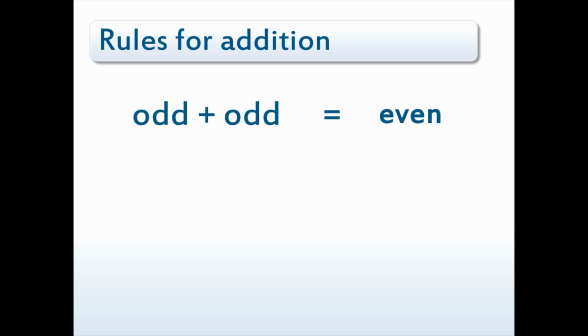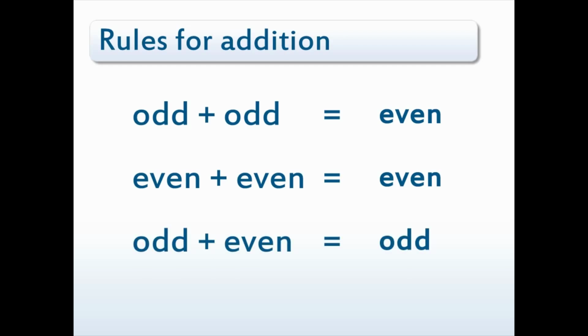Now to the rules for addition. An odd number plus an odd number always gives an even number. An even number plus an even number also always gives an even number. However, an odd number plus an even number always gives an odd number.